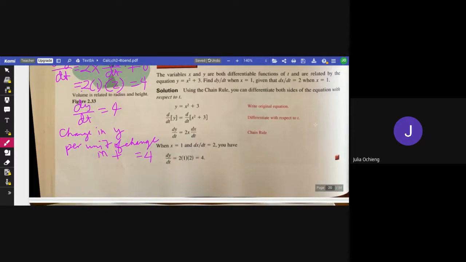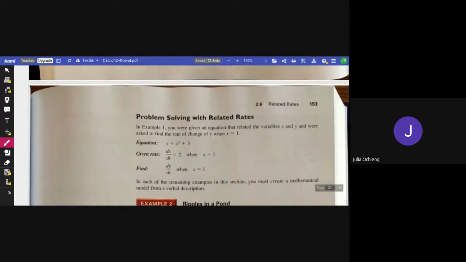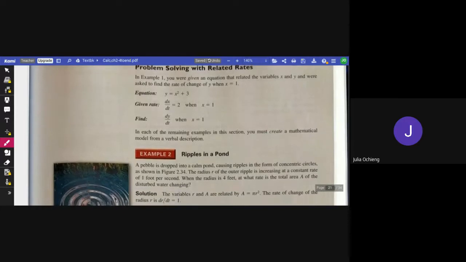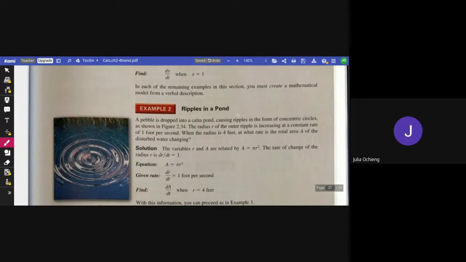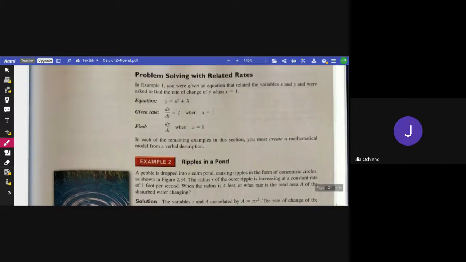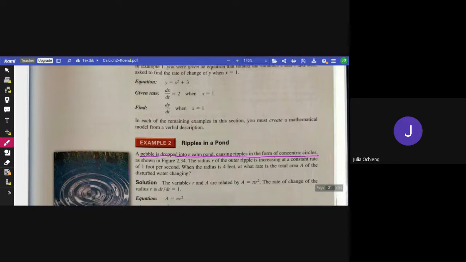All right, let's do another example. In the next example, they are not going to explicitly give you the equation. But they are going to give you all the information necessary to find that equation. All right. So here's example 2. A pebble is dropped into a calm pond, causing ripples in the form of concentric circles, as shown in figure 2.34. That's this picture over here, right there.